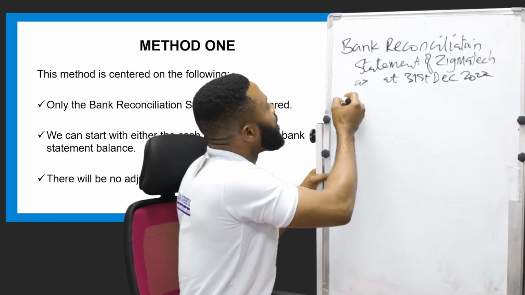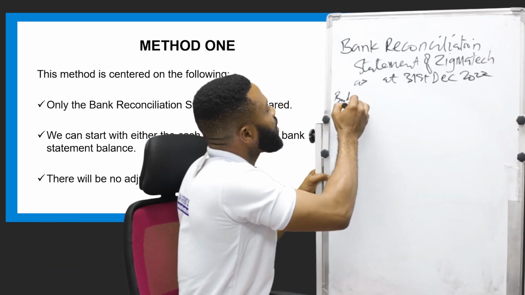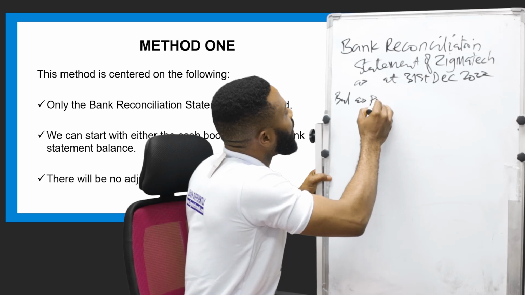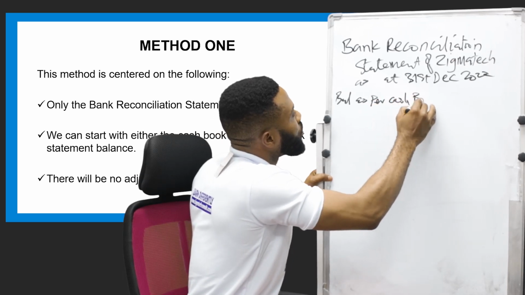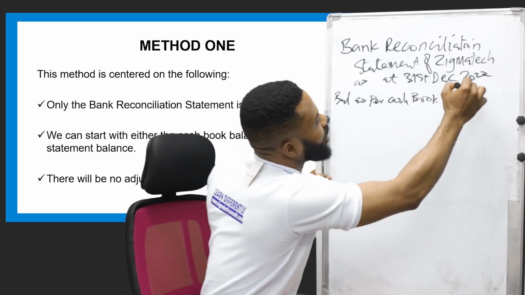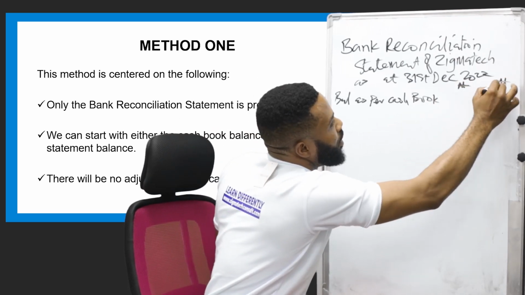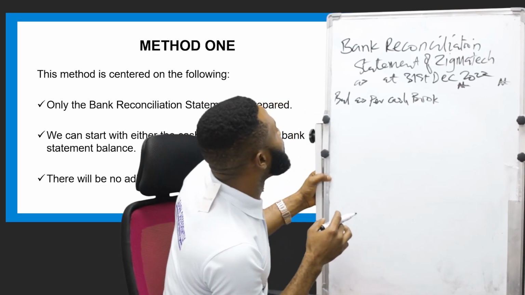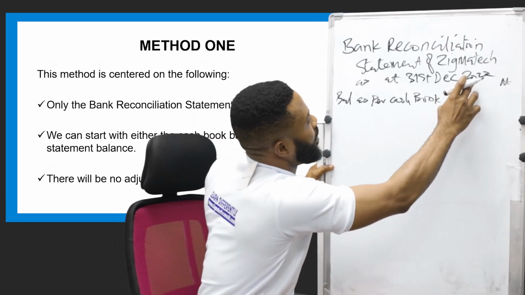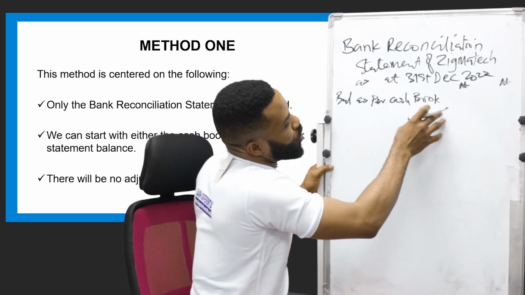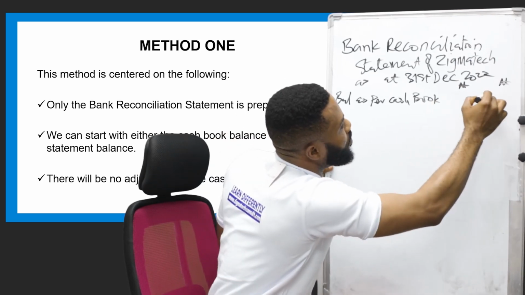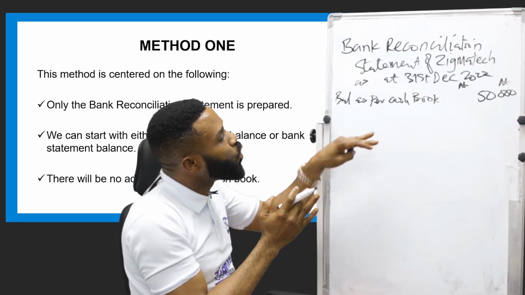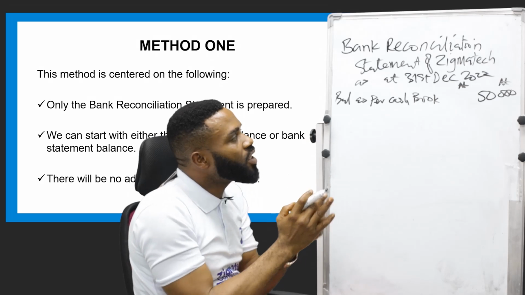Now, we want to start with the balance of the cash book. So you come here and say balance as per cash book. We are using a Naira sign because the transactions are believed to be carried out in Naira. Now, balance as per cash book. Let's assume we have 50,000 here.